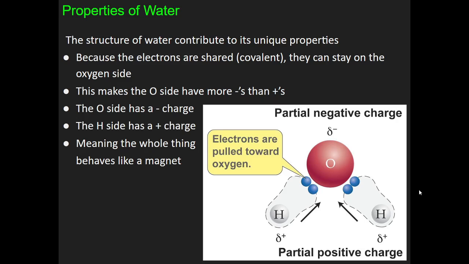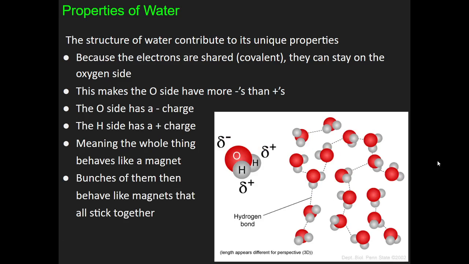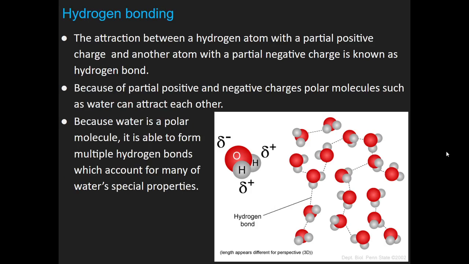molecule. The O side has a negative charge. The hydrogen sides have a positive charge, and it means the whole thing behaves like a magnet. If you put buckets of them together, you get them sticking to each other just like magnets would. Where they stick to each other, we call that a hydrogen bond. And those hydrogen bonds are kind of the key to everything because water makes these hydrogen bonds. These hydrogen bonds give it all of its different properties that make it so important to life on Earth.